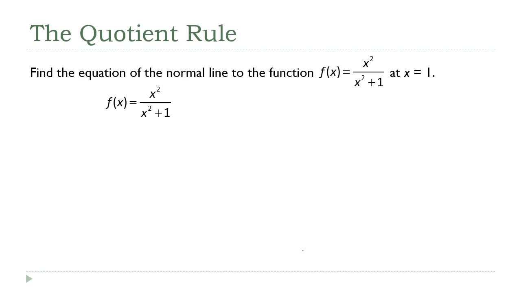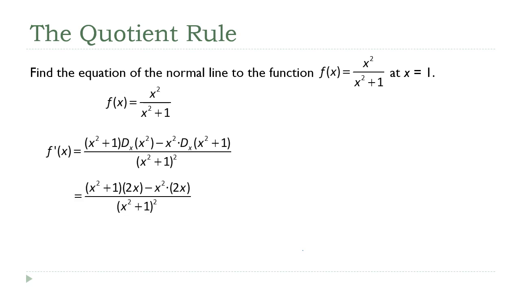So I've got our function here, and step number one is we're going to find the derivative. To do that, we're going to use the quotient rule. Remember how the quotient rule works: it's the bottom times the derivative of the top, minus the top times the derivative of the bottom, all divided by the bottom squared. The two derivative parts in the numerator are pretty straightforward. The derivative of x squared is just 2x, and the derivative of x squared plus 1 is also 2x. So here's a formula for the derivative of our function.